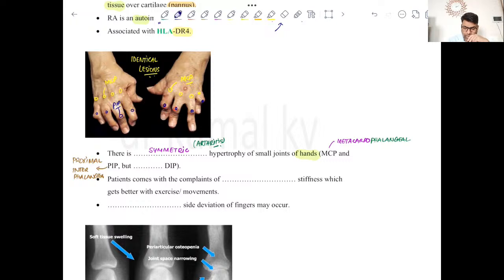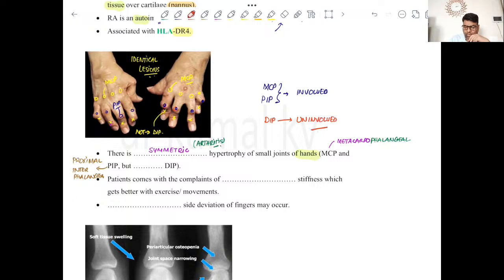Remember, there is no involvement of the distal interphalangeal joint. So these are the distal interphalangeal joints. Clear? So there is no involvement of distal interphalangeal joint. You can say not involved. So MCP and PIP, these are involved, and DIP, that is distal interphalangeal joint, it is uninvolved.